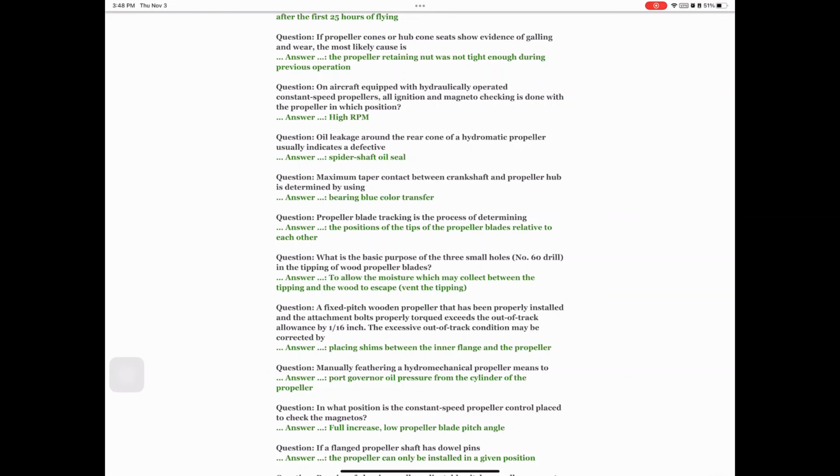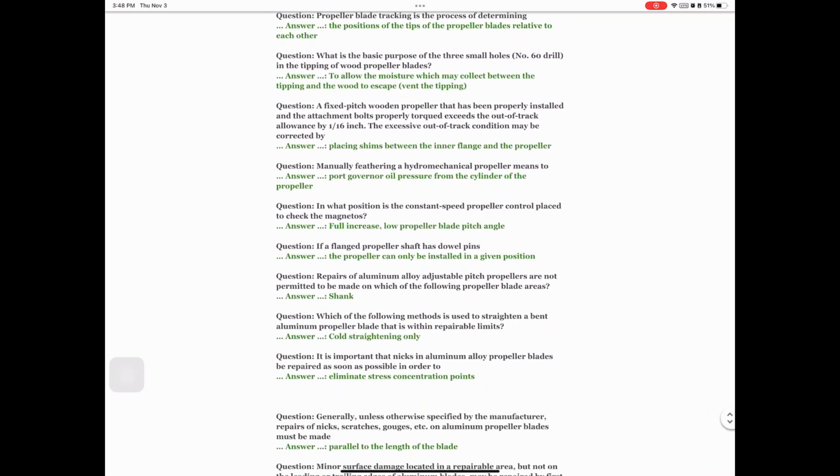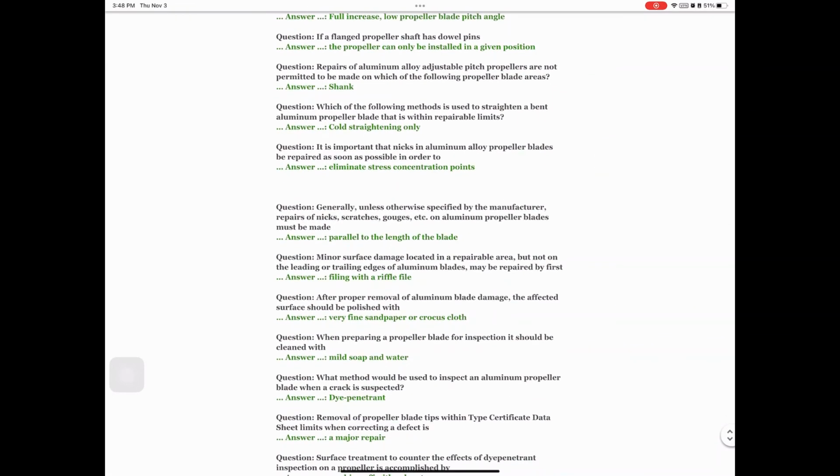Question. In what position is the constant speed propeller control placed to check the magnetos? Answer. Full increase, low propeller blade pitch angle. Question. If a flanged propeller shaft has dowel pins? Answer. The propeller can only be installed in a given position.